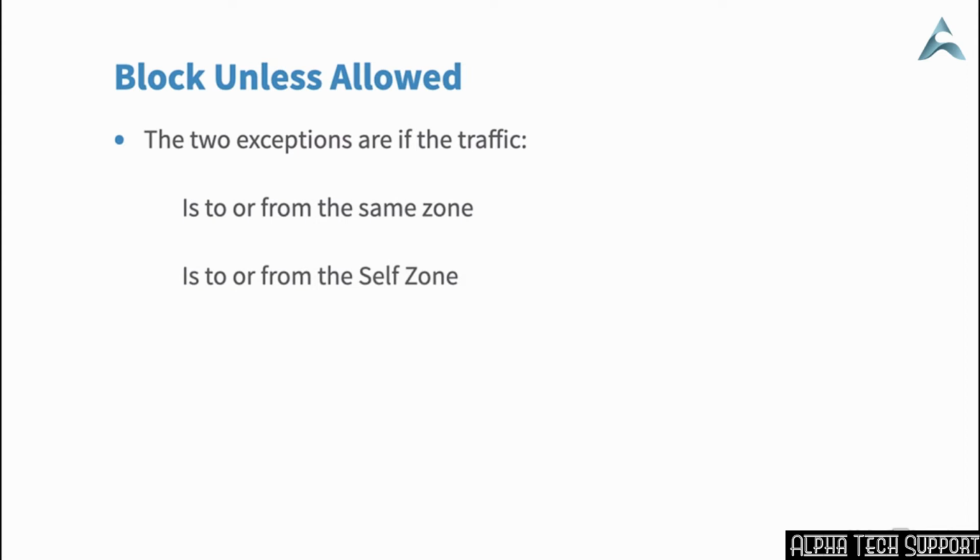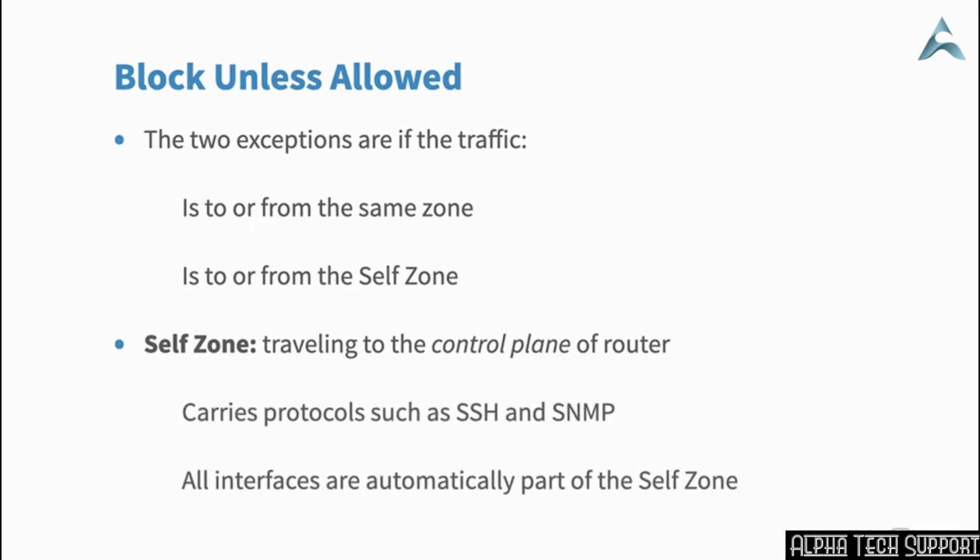Now let's talk about the self zone. The self zone is traffic traveling to the control plane of the router that carries routing and other protocols, such as Secure Shell and Simple Network Management Protocol. All interfaces on a router are automatically made part of the self zone.